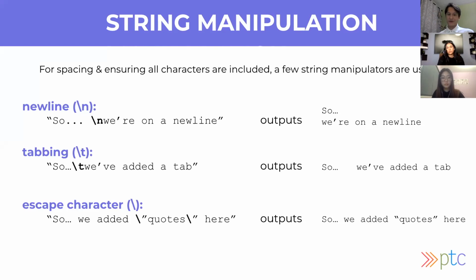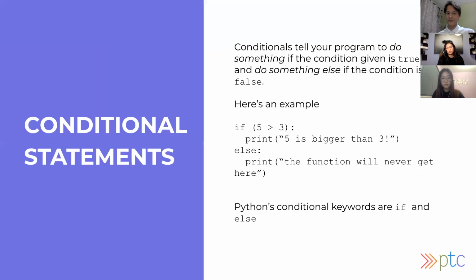So we make sure that the quotes are actually included in our output text. With those manipulators over, we can get to some more complex things using some of the operators we covered before. So those are conditional statements. As the name suggests, this code will do something if the condition is true, and do something else if the condition is false. As you can see in the example, the computer asks if 5 is greater than 3. Because that's true, it'll go into the block under it and print 5 is bigger than 3. If 5 wasn't bigger than 3, it would print whatever is under the else block.